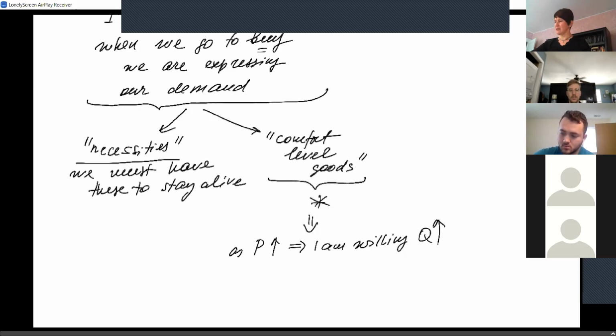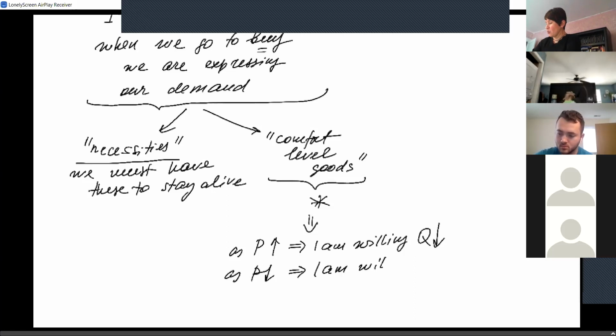Oh, what am I saying? It's the other way around. Goodness, I'm getting confused. As price increases, I'm willing to buy less. I'm going one pair at $10. Please don't get confused, okay? As price drops, I am willing to buy more. Quantity increases. Willing is the key word.